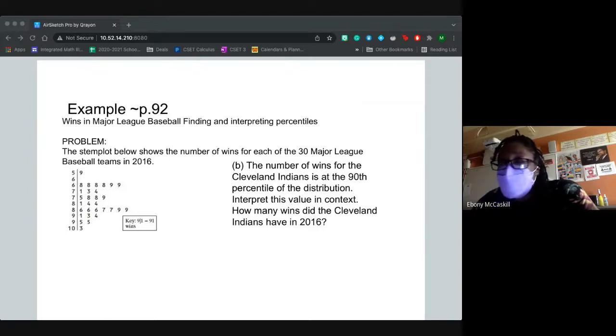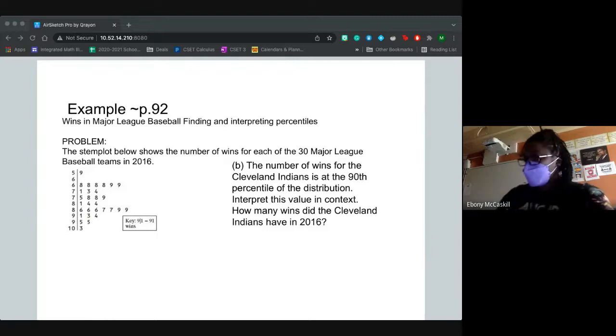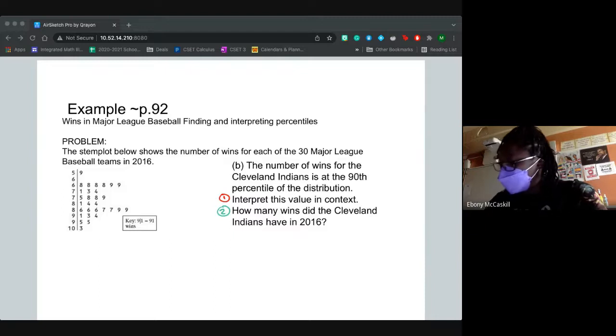So we want to think about what exactly they're asking of us. In this question, we have two things to answer. First, we must interpret it. Second, we must know how many wins the team had. Okay. So first, they already tell us that it's at the 90th percentile. So let's interpret it first.